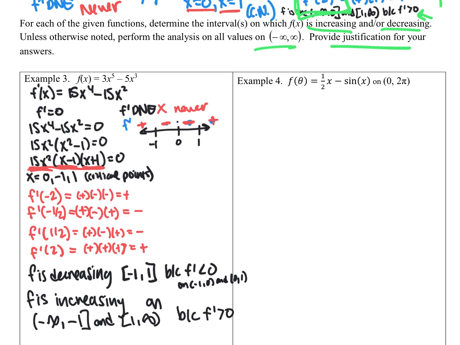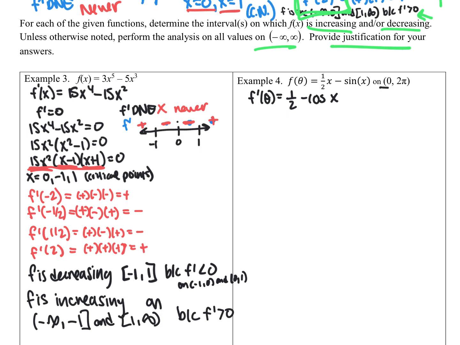All right, let's just do a couple other analyses where we might have some weird things happen. So this one here is mostly weird just because it's trigonometry, so we're going to do this one together, and then the last one has some weird stuff happen. So here, we'll start by finding where the derivative equals 0 or does not exist. So we'll start with finding the derivative. That'll be 1/2. Derivative of sine is cosine.